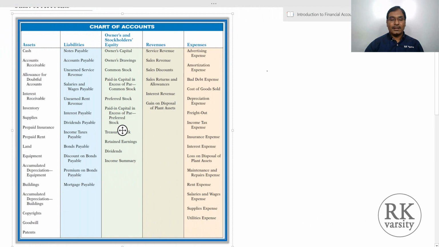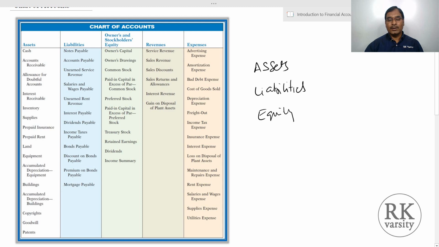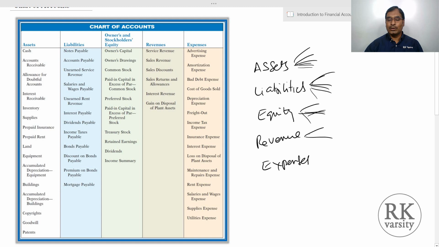As I repeatedly insist, accounting revolves around 5 items, that is assets, liabilities, equity, revenue, and expenses. Under each of these, you have multiple items, and to record all these transactions in accounts, we create a chart of accounts for each subhead of these.